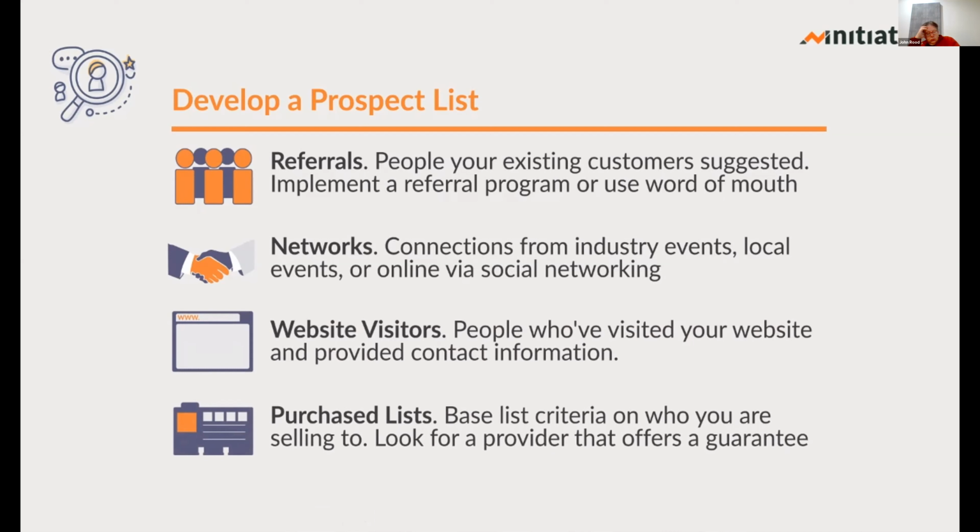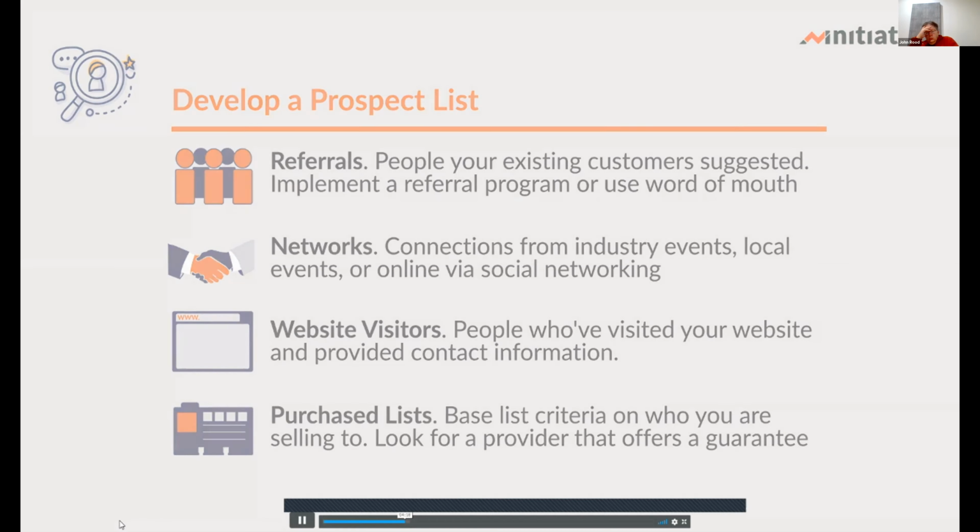Purchase lists. Selling direct to consumers? Well, you may purchase a list based on criteria like housing type, personal interest, or geography. If you're selling to other businesses, you may purchase a list based on business type, number of employees, titles, or the profession that typically buy your product. Data quality is always critical. If you purchase a list, look for a provider that offers both solid customer service and a guarantee.